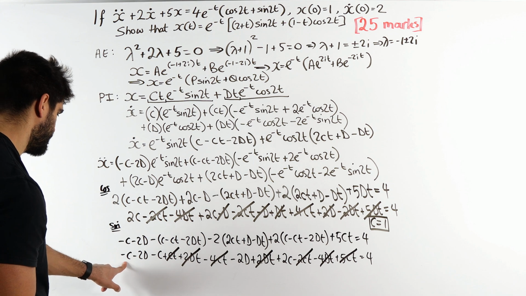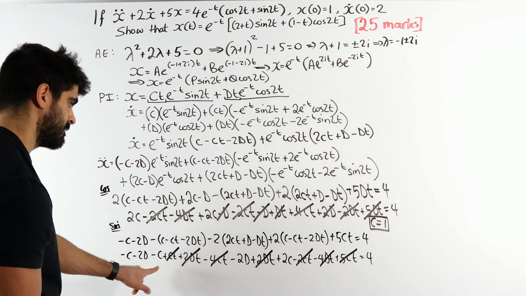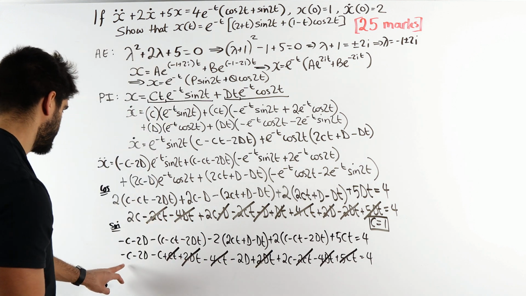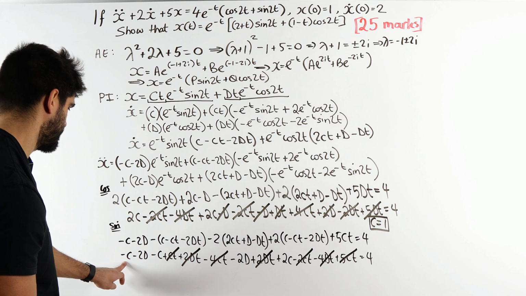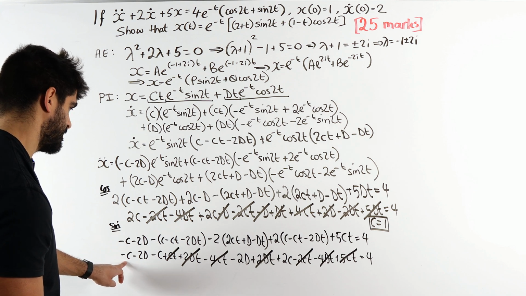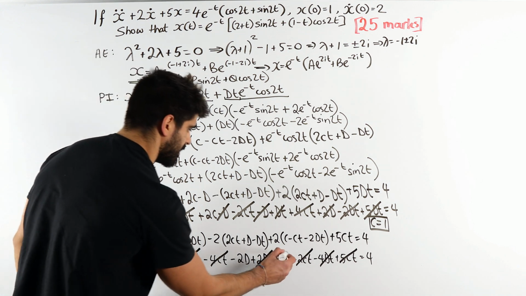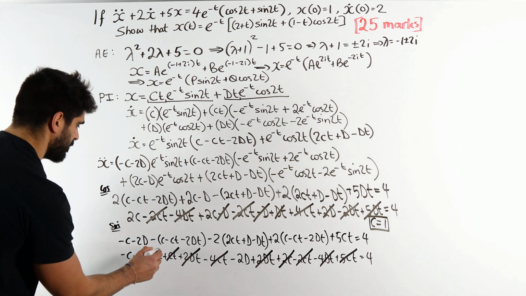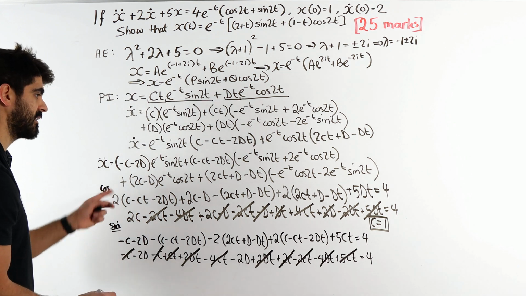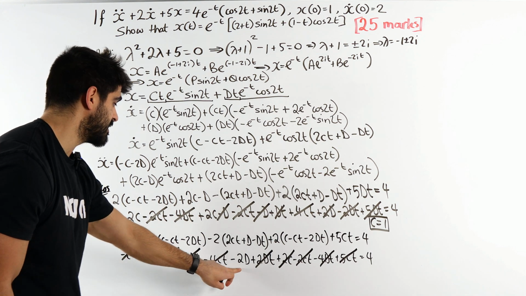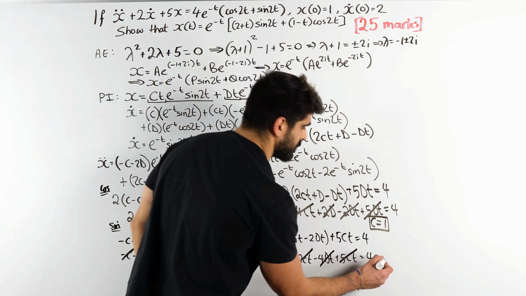Minus c plus 2c. Minus c. Is there any other c? Oh wait, no, minus c, they just cancel as well. I was hoping that the same thing would happen, like the d's all cancelled out, right? Minus 2d minus 2d is minus 4d equals 4d is minus 1.